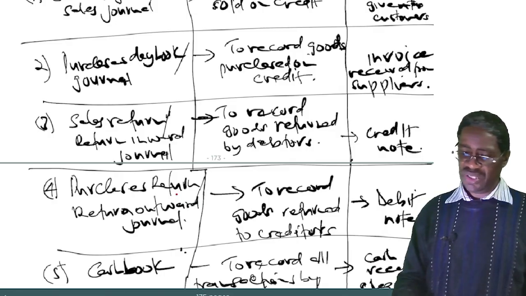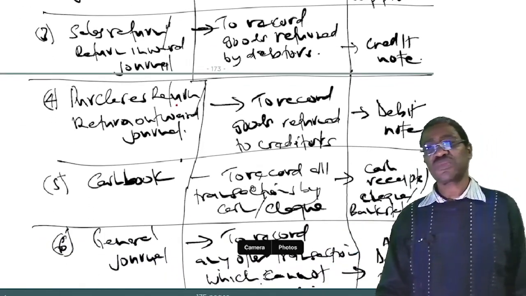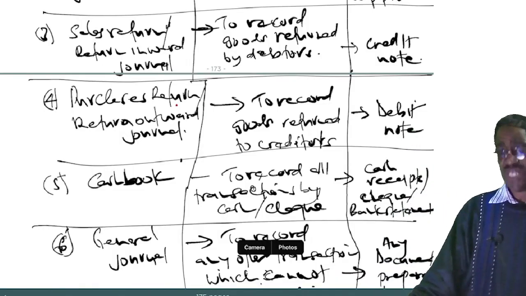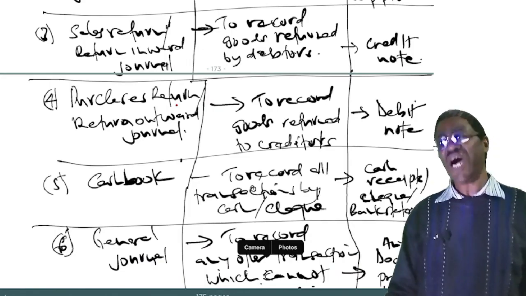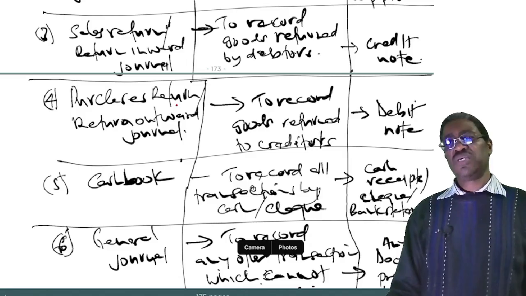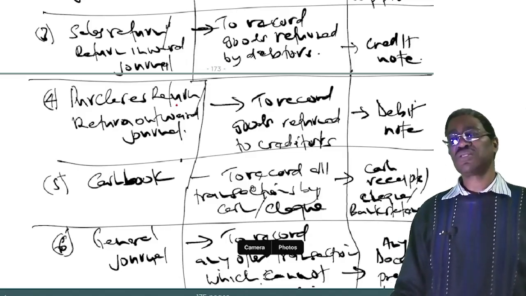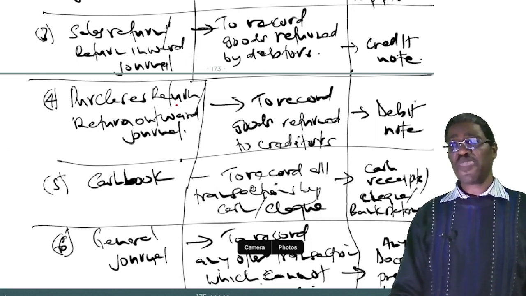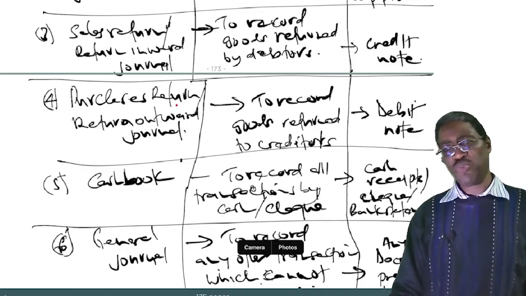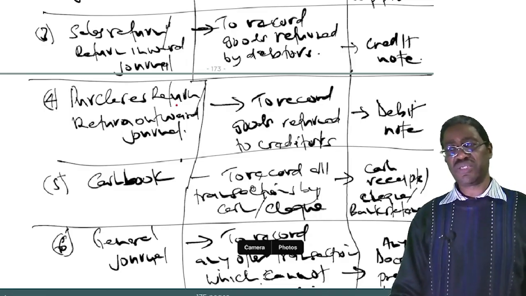So, good. We go to number 4. We are calling it purchases return, or what we call return outwards journal. That is purchases return outwards journal. Purpose is to record, that's the second column for it, to record goods returned to creditors. Hope you have written that. To record goods returned to creditors.